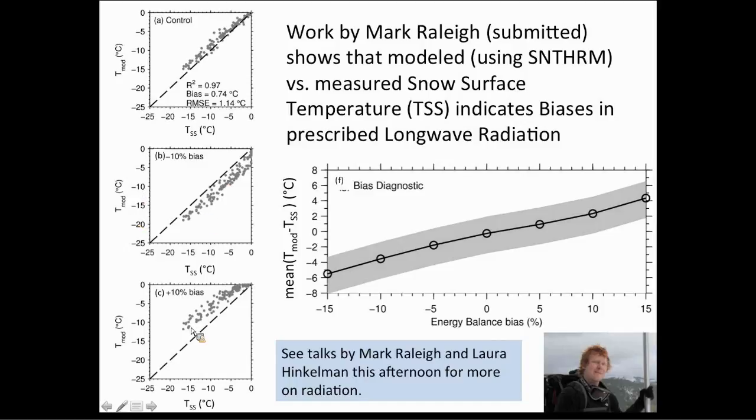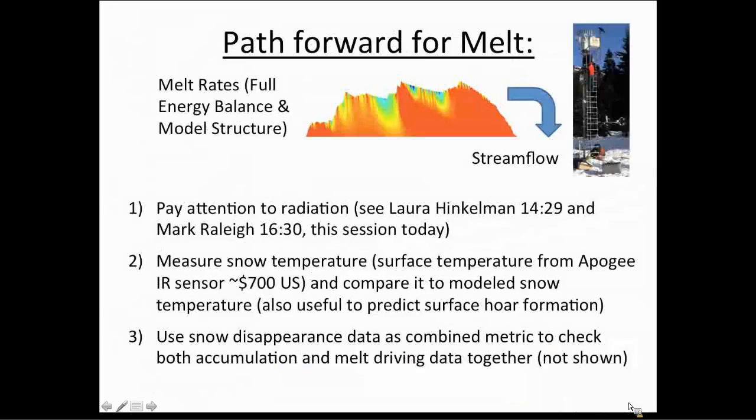Mark Rowley, I apologize, this says submitted. It actually is in press now. It's Rowley et al. 2013. And he showed that he used SnowTherm, which was developed by Rachel Jordan, and he ran it at Col de Port in France, where they have a very nice data set. And if you ran it with all of the data, the modeled snow surface temperature matched the observed extremely well.